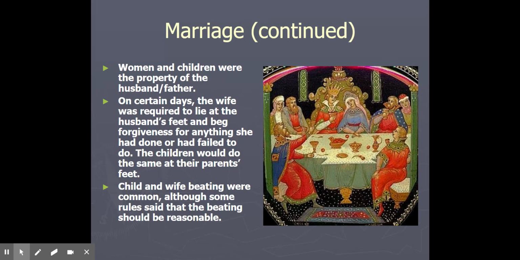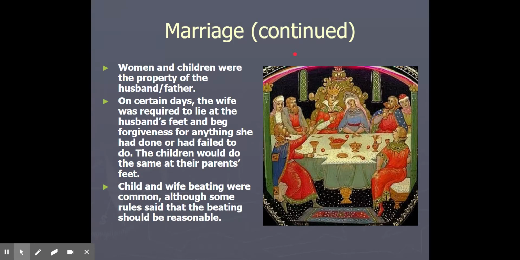this is not a good way of having a marriage or running a society. And it does lead to violence, right? Child and wife beatings were common. That means it happened a lot. Although there were rules which said the beating should be reasonable. It should match whatever the wife messed up with.